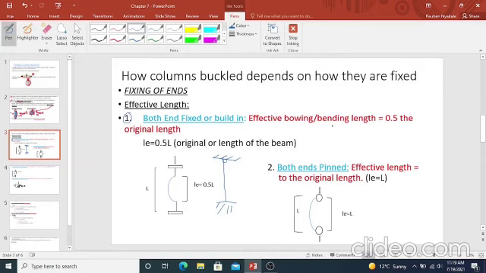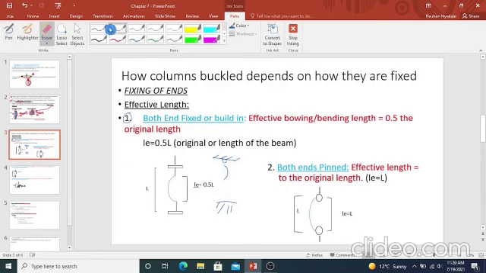Effective or bowing or bending length equals 0.5 of the original length. Now the effective length, good people, deals with the affected length of the beam. It's a long column beam. Now we look at where this beam will be affected. Where it's been affected is called the effective length.